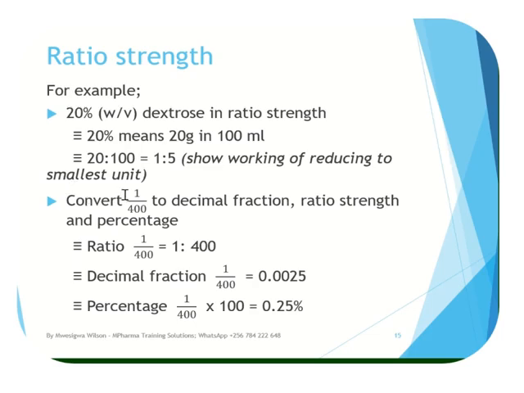So convert, this is another question. Convert 1 out of 400 to decimal fraction or ratio strength and the percentage. This is just a ratio. We said we just remove the division and then introduce the two dots. As a decimal fraction, just put it in the calculator. The answer you get is this.